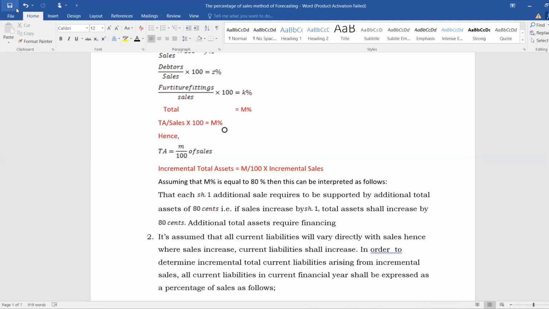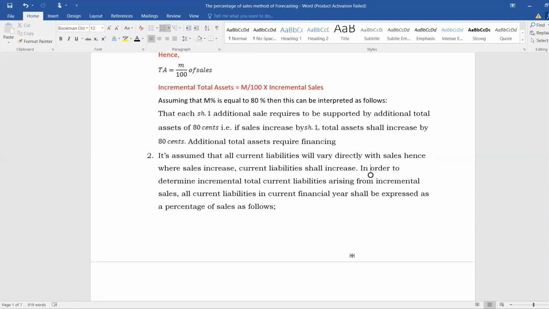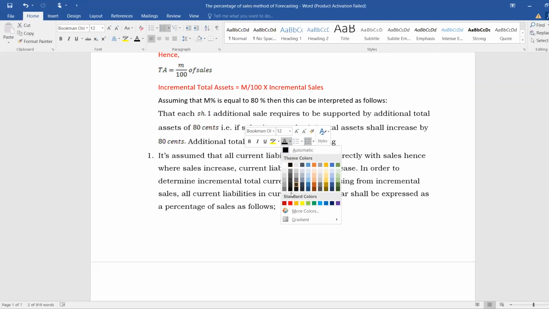So as we move on to the other assumptions, we're going to find out how we'll finance this increase in assets. Second assumption, it's assumed that all current liabilities will vary directly with sales. Notice I'm talking about current liabilities. So this one does not include long term.